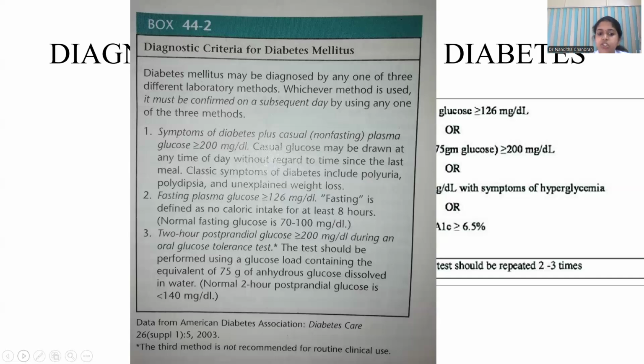Thirdly, the 2-hour postprandial glucose level, that is 2 hours after food, is more than or equal to 200 milligrams per deciliter. This is shown as per the oral glucose tolerance test. So how do you give this? You give 75 grams of glucose orally to the patient, dissolved in water, and 2 hours later you check the OGTT, the glucose tolerance test. This is given according to Carranza as per the data from the American Diabetes Association. So if a patient shows confirmation of these findings, you can confirm the patient as diabetic.